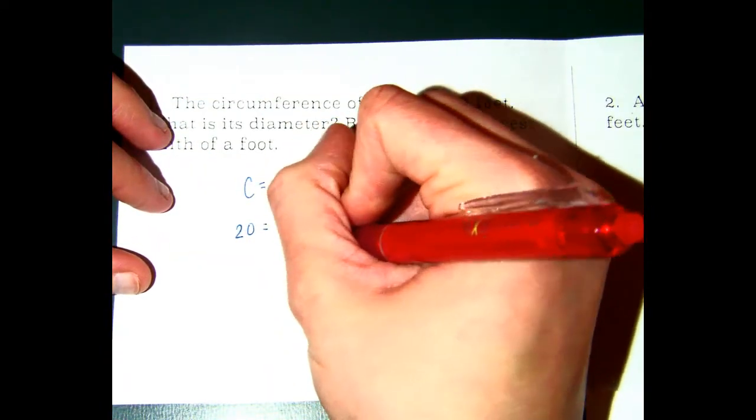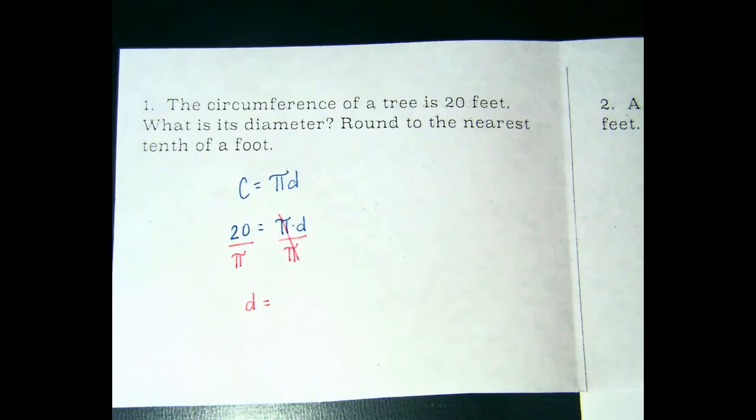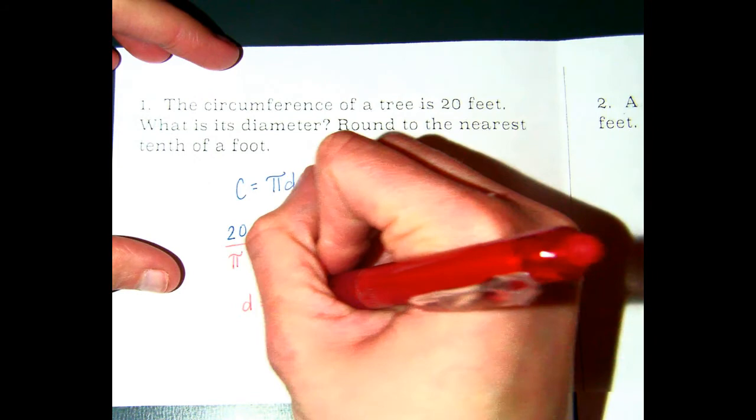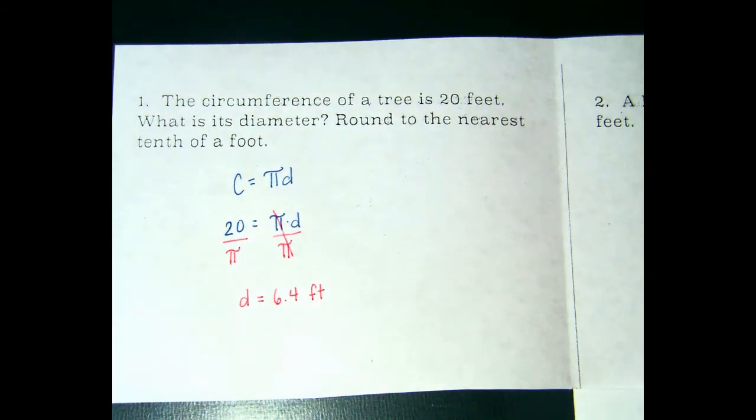20 divided by pi. Unless it says use something else for pi, you are going to use the pi button. This does not say, so you're going to use the pi button. Round to the nearest tenth of a foot when you take 20 divided by pi. Use the pi button. 6.4 what? Pi is second, and then the caret key.